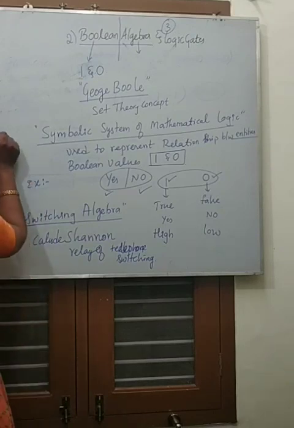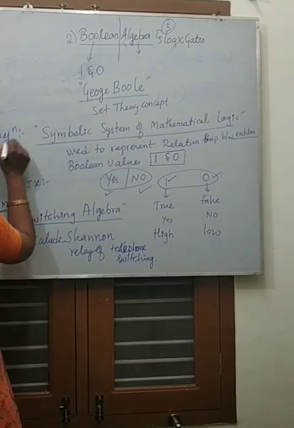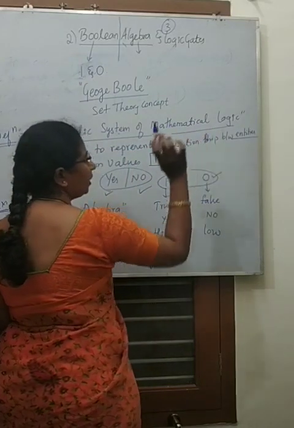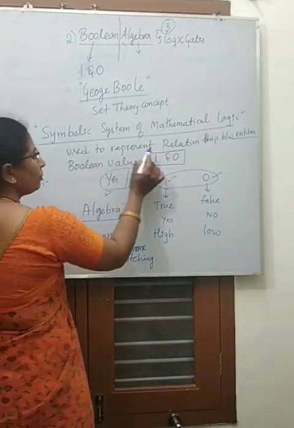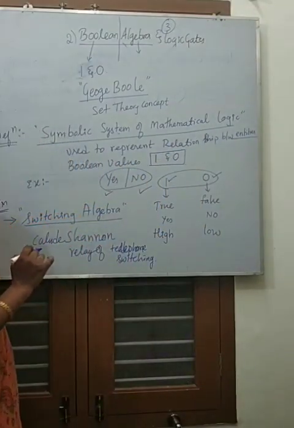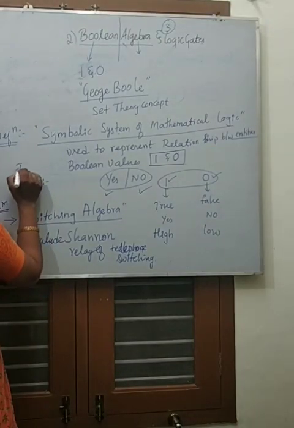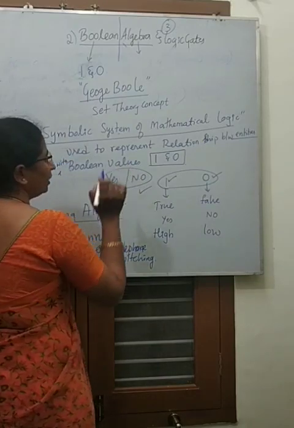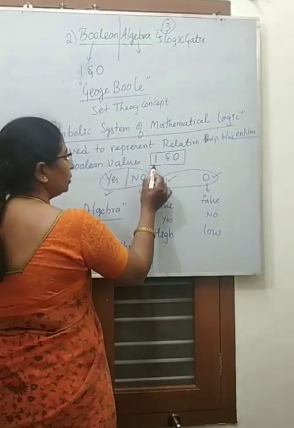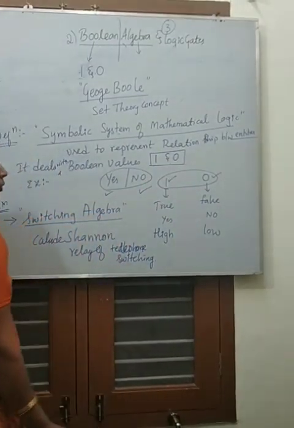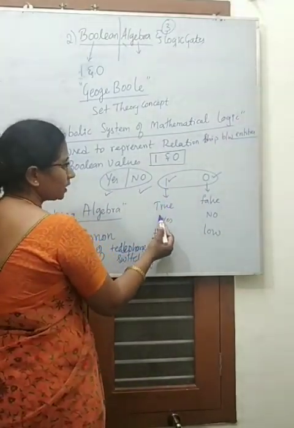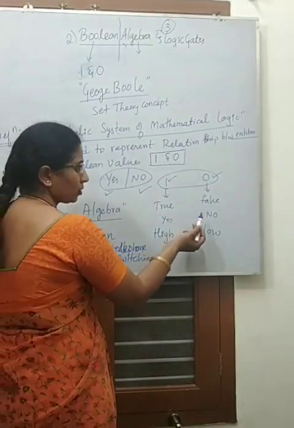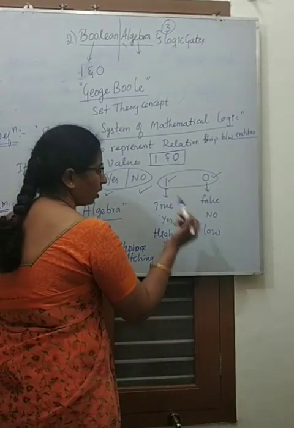Then, what do you mean by Boolean algebra? Definition of Boolean algebra: it is a symbolic system of mathematical logic used to represent a relationship between entities. It deals with which value? Boolean values. What are the Boolean values? 1 and 0. 1 means true, 0 means false. This we can also write as yes or no, high or low.